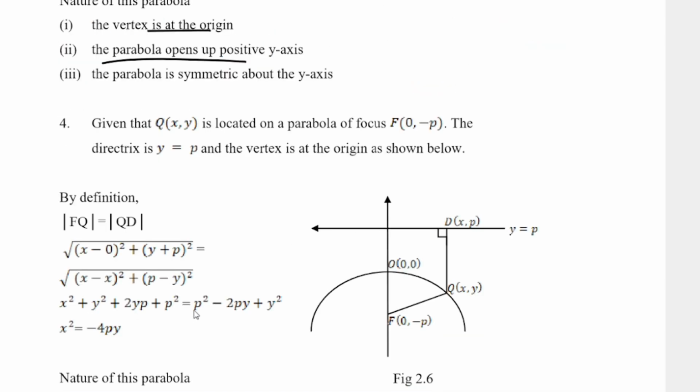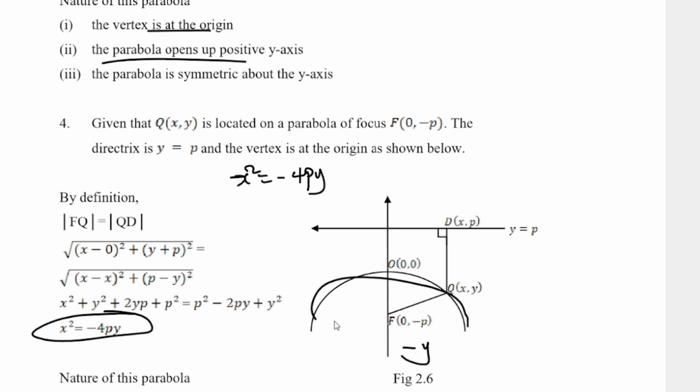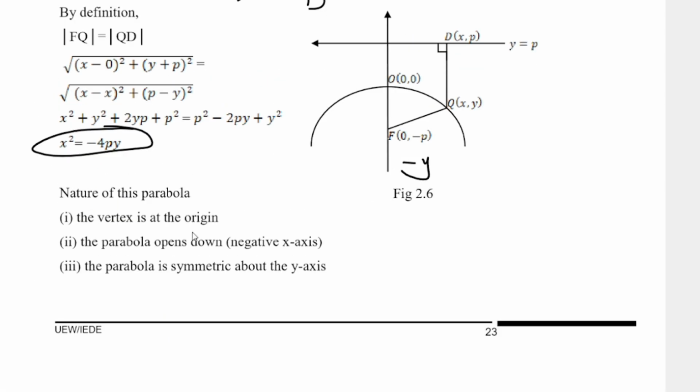Then the last orientation, where the parabola opens to the negative y direction, it means that we are going to have our equation to be x squared equals negative 4py, and that is what we have here. So that is the last orientation. Now let's talk about the nature of this parabola. The vertex is at the origin, the parabola opens down, that is the negative y-axis, and the parabola is also symmetric about the y-axis.